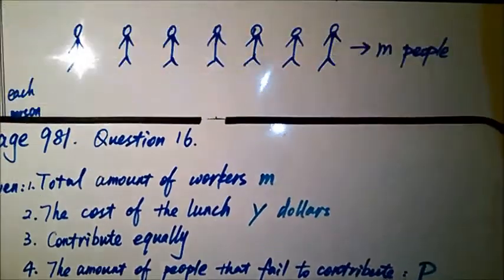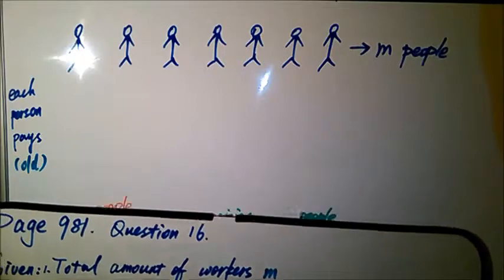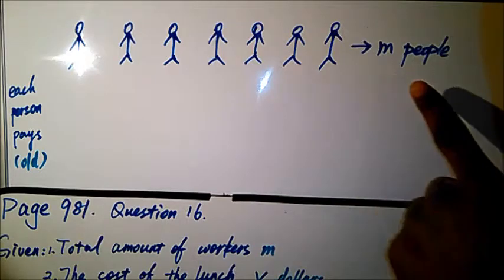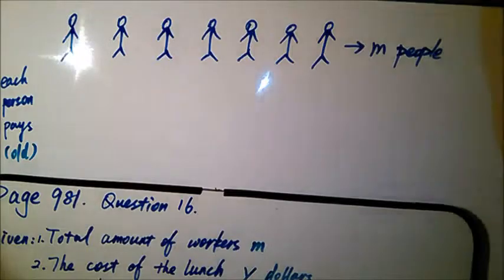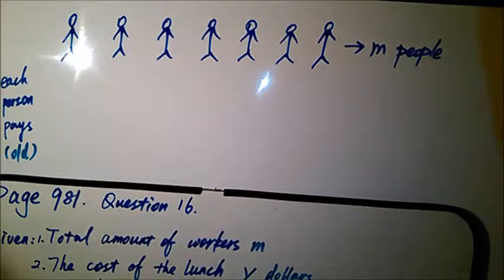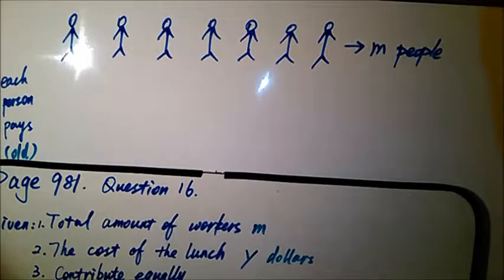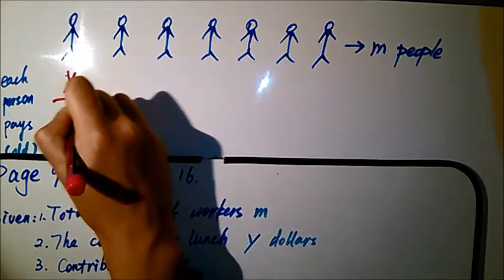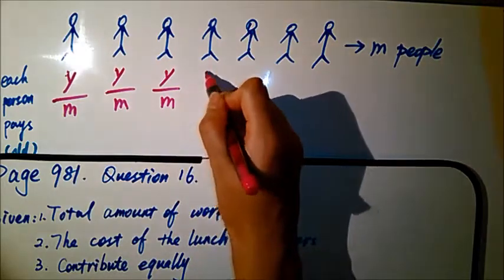So let's look at the problem. What is the additional amount that each of the remaining coworkers must contribute? We have a total of M people, and each of the M people must pay the total amount over the total number of people. So the total amount of money over M people. Each of them has to pay Y over M, the total amount of dollars over M.